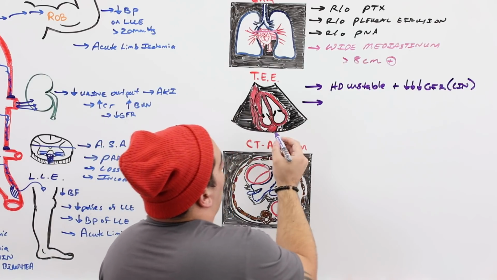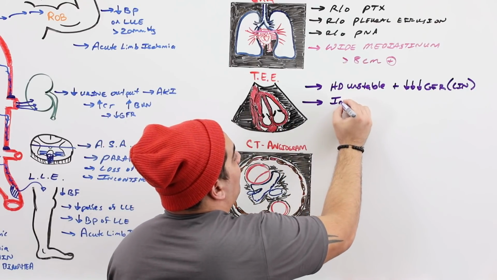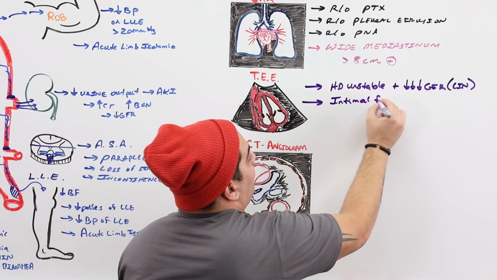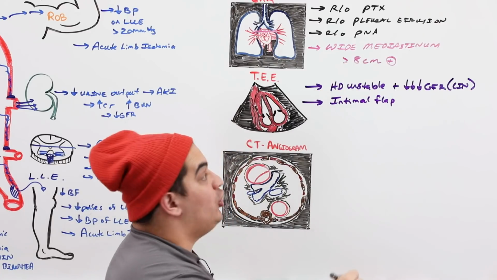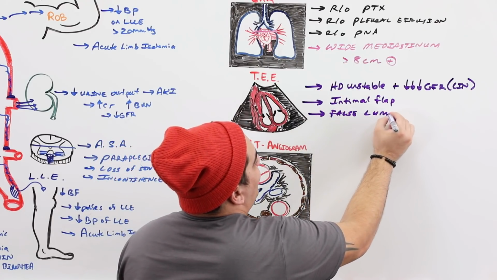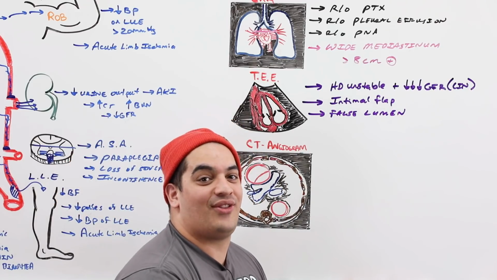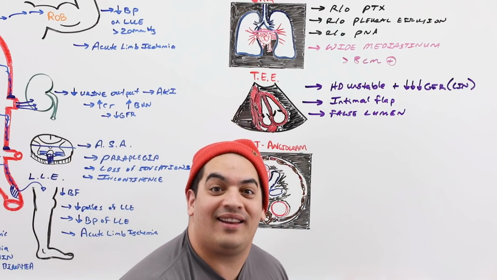TEE, what could it tell us? If you get a good enough view, you may be able to pick up an intimal flap. So where that flap is that had the rupture, you may be able to pick up a false lumen. And you know what else is really good about getting a TEE? What did we say was one of the complications of the heart? You can get a cardiac tamponade.